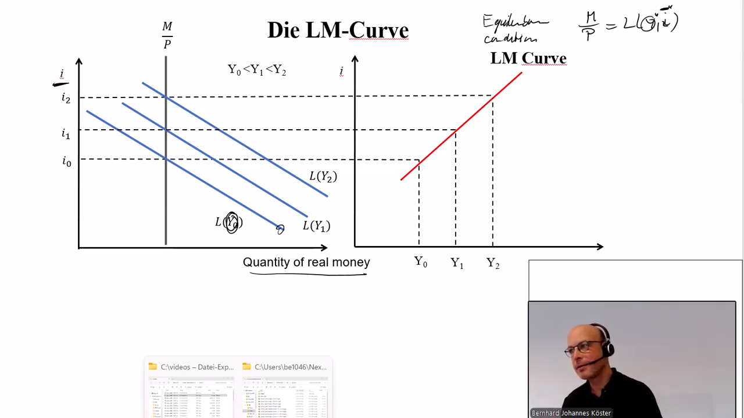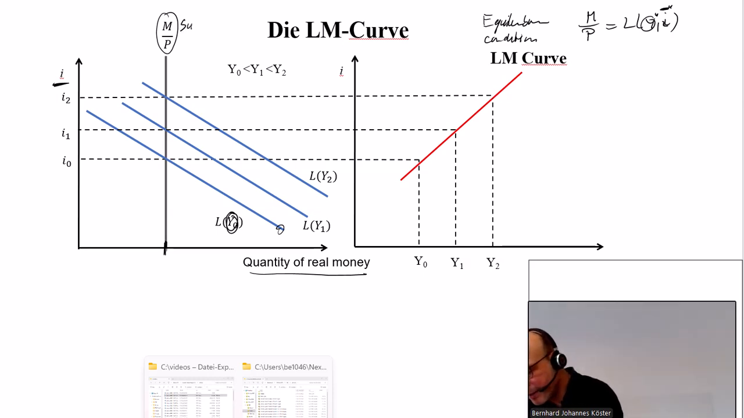Money supply is a fixed number. Since we have money supply on the horizontal axis, this is some fixed level capital M over P. And the cut of both, this is supply, this is demand. The cut of the two is the money market equilibrium.